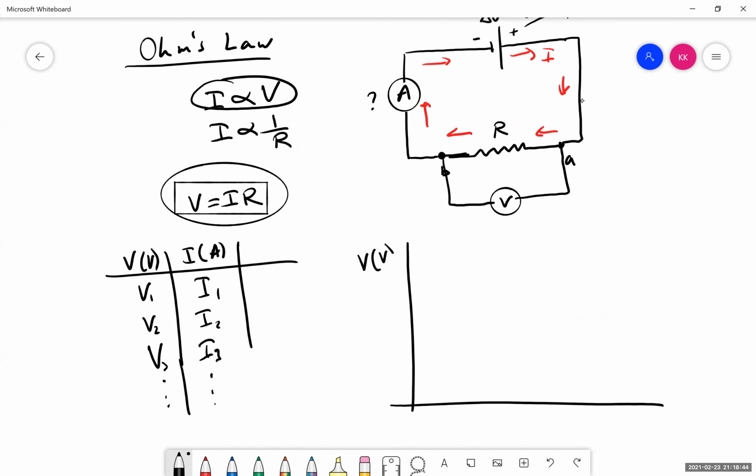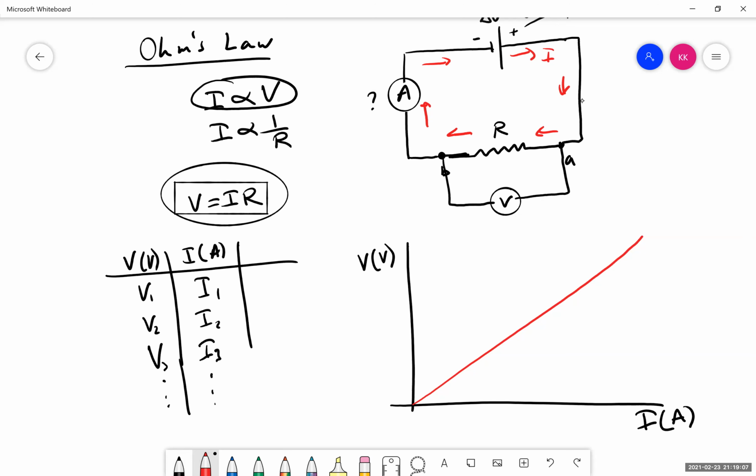Using this equation, I can make a graph where the y-axis is the voltage in volts and the x-axis is the current in amps. According to Ohm's law, they should be directly proportional, so my graph should be something like that. This is known as an ohmic resistor, or ohmic system.